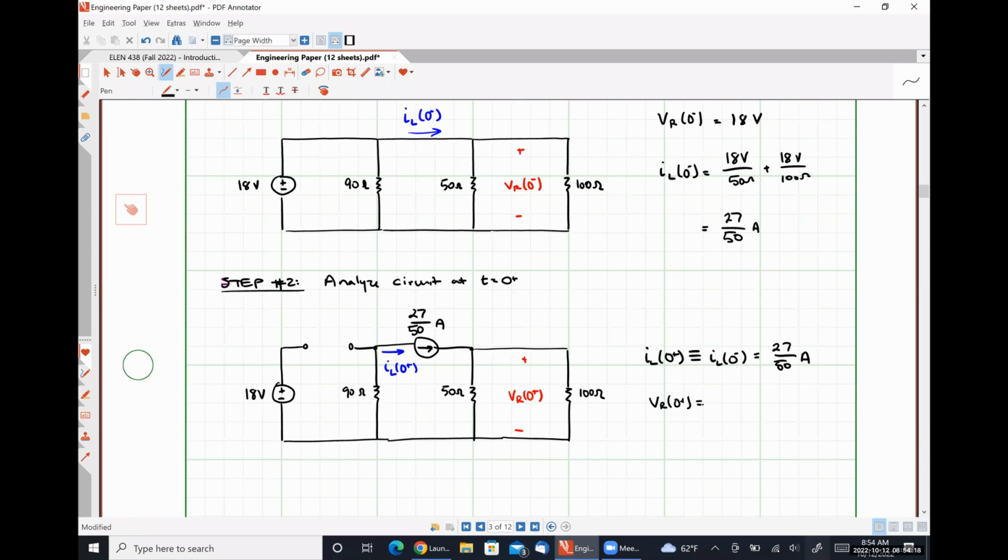So here, this would look like 27/50 of an amp times 50 ohms times 100 ohms over 50 ohms plus 100 ohms. That's just 50 in parallel with 100. And this should equal 18 volts. And we can throw it into our calculator to check, just to make sure.